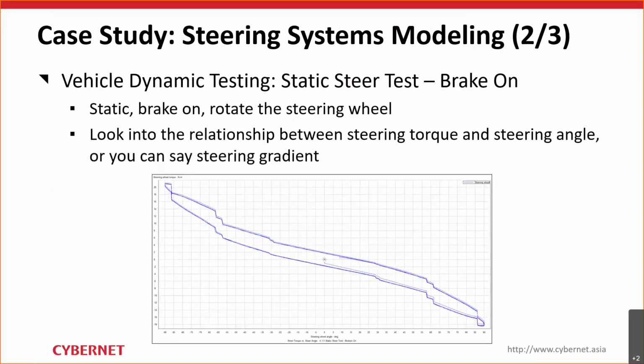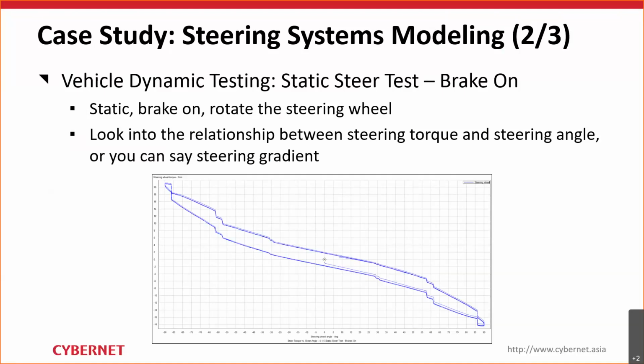Okay, after modeling, we test this vehicle with the vehicle dynamic testing, static steer test with brake on. The procedure is that the vehicle is static with brake on, and we rotate the steering wheel smoothly. Brake on will make sure that the vehicle stays static in the longitudinal axis, so that the torque in the z-axis will have a bigger impact.